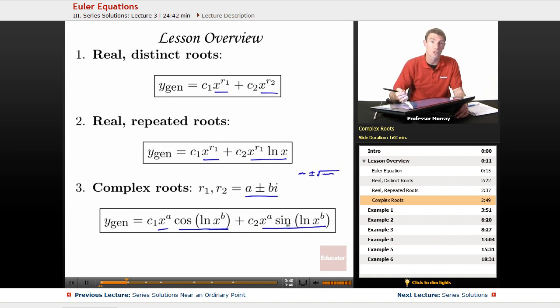So that's pretty much all you need to know for Euler equations. You solve the characteristic equation, get the two roots, and then depending on which of these three situations it is, you just drop it into one of these three formulas. So let's try that out with some examples.